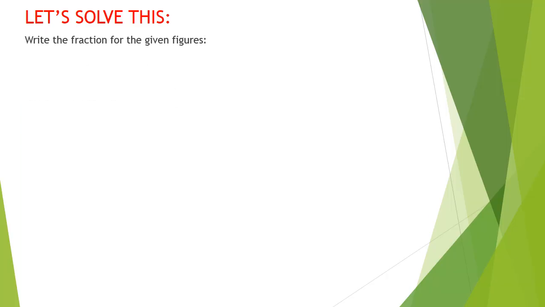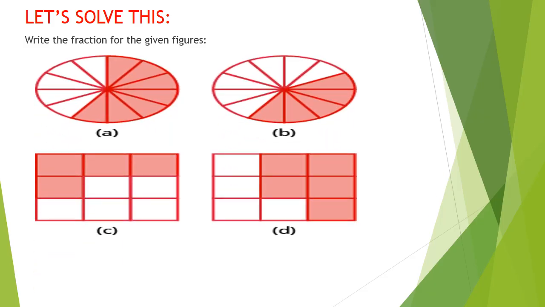Let's solve this. Write the fraction for the given figures. Now you know the terms numerator and denominator. First you will have to see how many parts the figure is divided into. Figure A, figure B, figure C and figure D. By seeing figure A, you can understand figure B is also divided into the same number of parts. So what do you see? How many of you guessed? Yes, many of you, right? Very good. Congratulations to the ones who guessed it right.